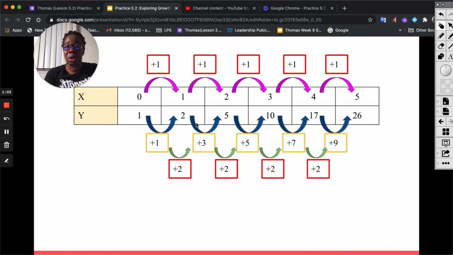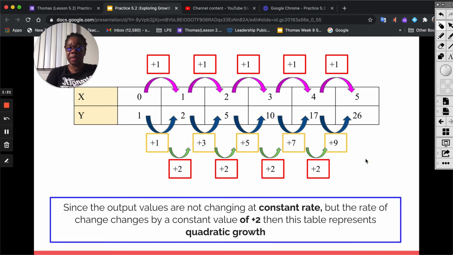so numbers are not multiplied by another number that produces all our output values, but we do notice that there is a pattern with how the values are increasing by way of addition. So the rate of change, our answers here in yellow, has a specific pattern. They're all increasing by 2. So we can say that since the output values are not changing at a constant rate, but the rate of change changes by a constant value of +2, then this table represents quadratic growth.